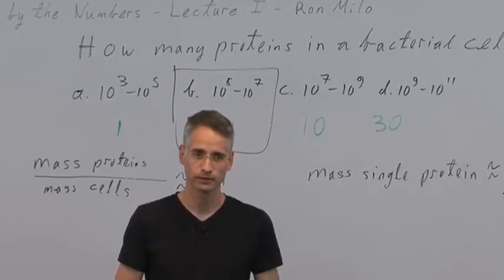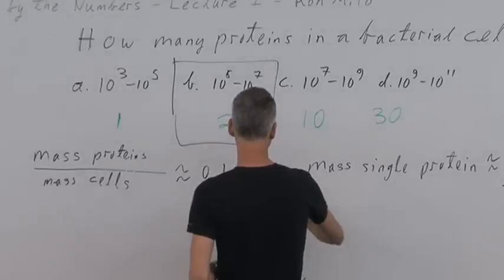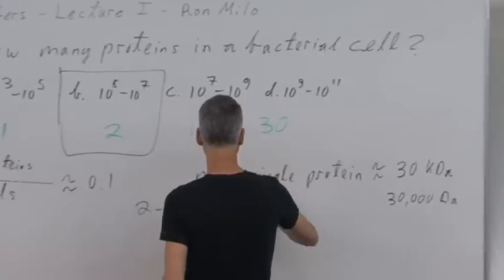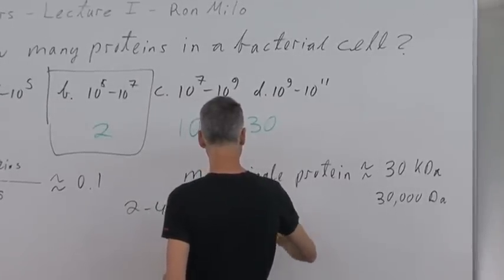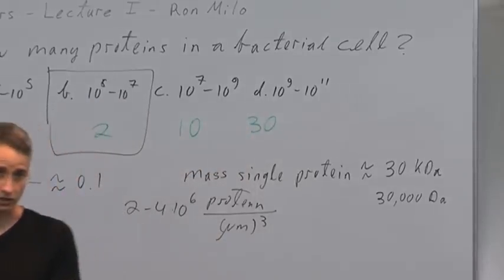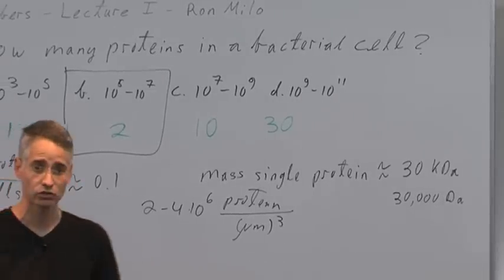What is the real answer? The real answer is that it's between 2 to 4 times 10 to the 6 proteins per micrometer cubed for bacterial cells, for yeast cells, for human cells. So this is a good range in general.